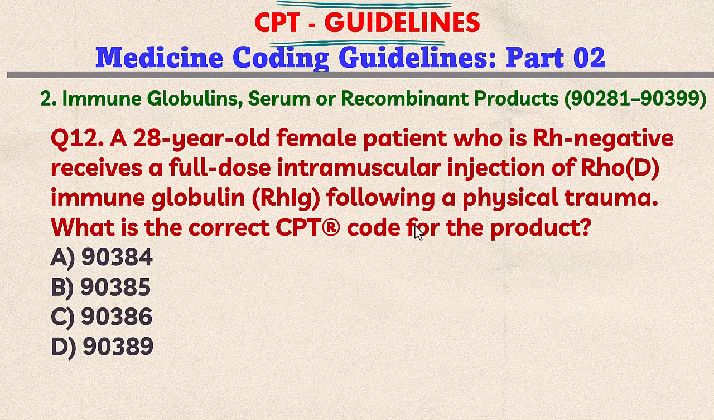Question number 12. A 28-year-old female patient who is Rh negative receives a full dose intramuscular injection of RhoD immune globulin following a physical trauma. What is the correct CPT code for the product? So there are 4 answers available. Take your CPT code book and find the answer. So here the full dose of intramuscular injection of RhoD immune globulin. Let's find the answer using the CPT Alphabetic Index.